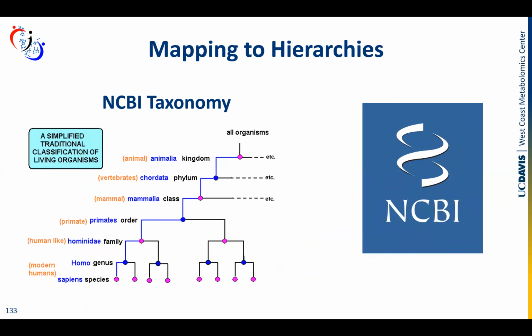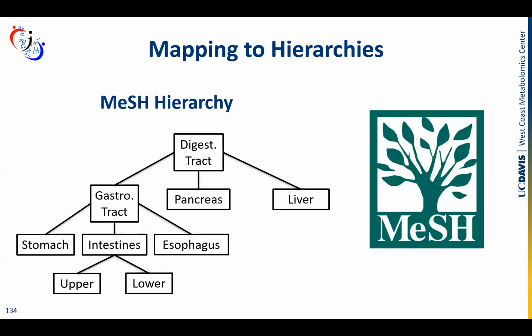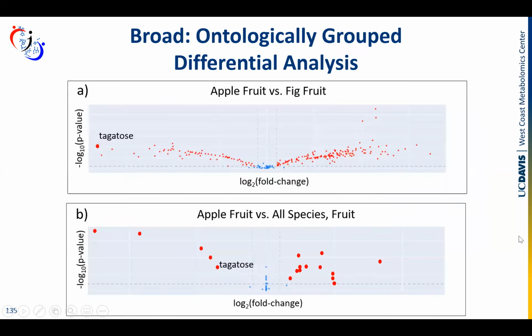We can recognize that the species and the organs can be mapped to or linked to external hierarchies. For example, the species can be linked to the NCBI taxonomy, and the organs and diseases can be linked to the mesh hierarchy. Shown here is an example of a subset of the organ hierarchy.